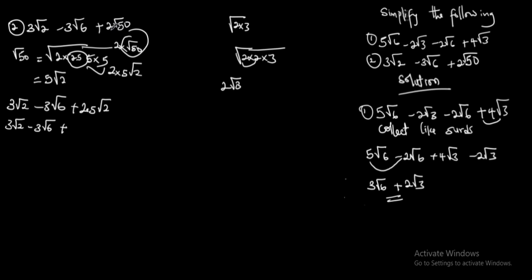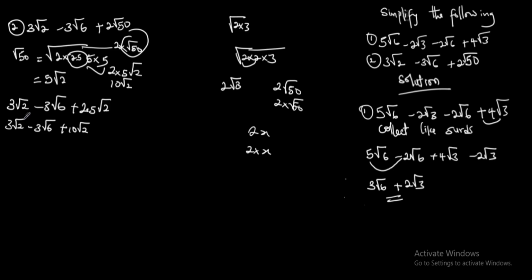Because 2 root 50 is just like when I have 2x, it's the same thing as saying 2 times x, which gives us 2x. Same thing, 2 root 50 is the same thing as saying 2 times root 50. So now our root 50 is already 5 root 2. So instead of having root 50, we now have 5 root 2. So 2 times 5 will now give us 10, and then we have our root 2.